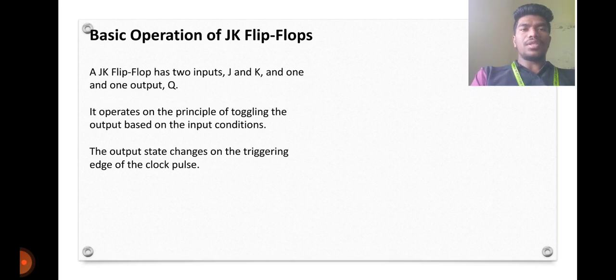Basic operation of JK flip-flops. A JK flip-flop has two inputs, J and K, and one output Q. It operates on the principle of toggling the output based on the input conditions. The output state changes on the triggering edge of the clock pulse.